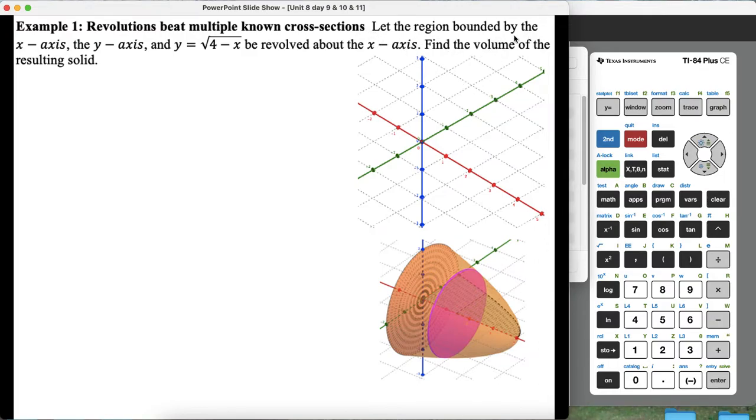It says, let a region bounded by the x-axis, the y-axis, and the parabolic function y equals the square root of 4 minus x be revolved around the x-axis. I keep calling this a parabolic function because it's a sideways parabola, right? It's y squared equals 4 minus x. It's a square root function, but it's just a sideways parabola. It says find the volume of the resulting solid.